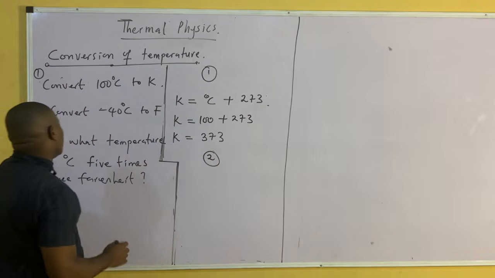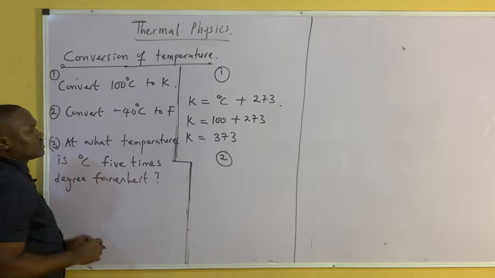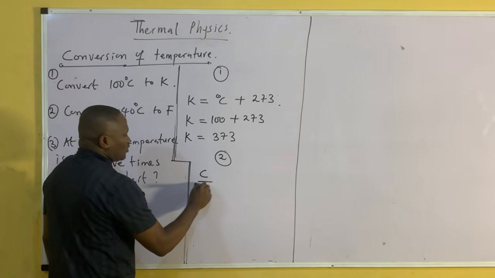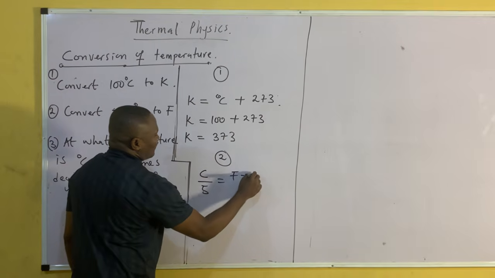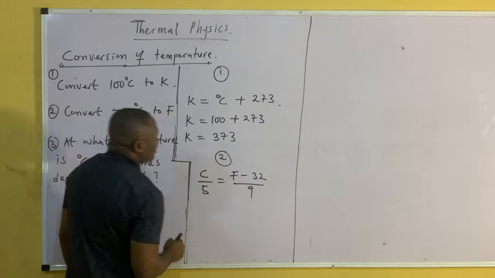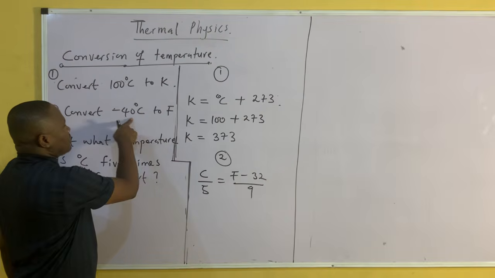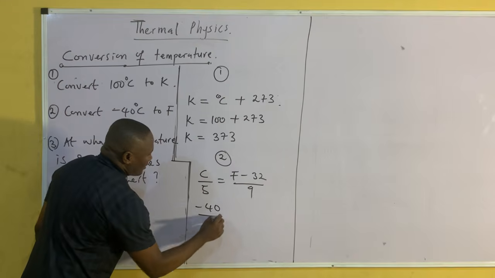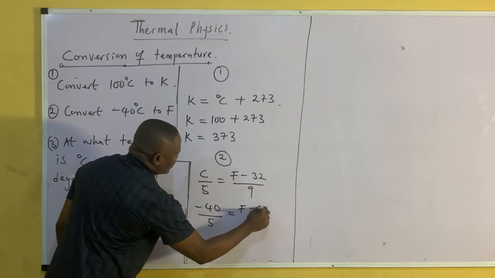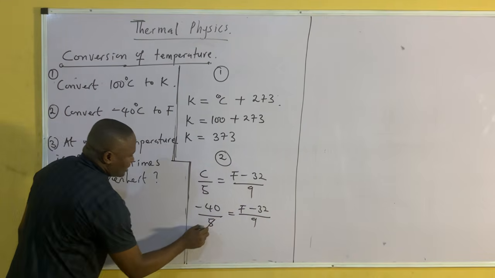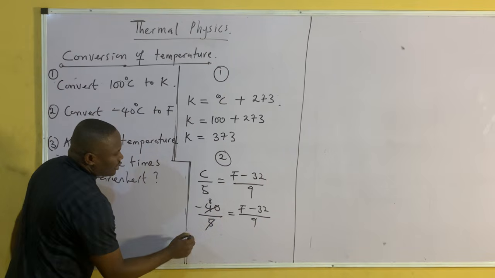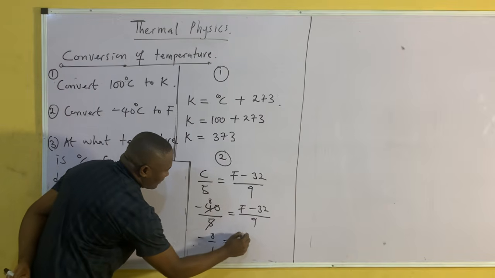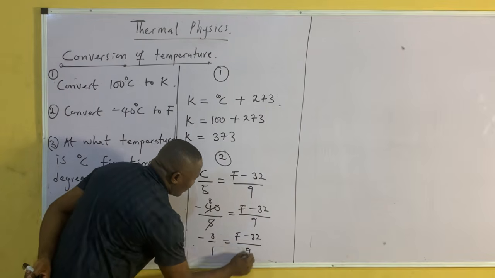Question number two, it says convert minus 40 degrees Celsius to Fahrenheit. Which formula are we using? We're using C over 5 is equal to F minus 32 over 9. So now we are using minus 40 for degrees Celsius. So I have minus 40 over 5 is equal to F minus 32 over 9. This, I have it as 8. So I have minus 8 over 1 is equal to F minus 32 over 9.